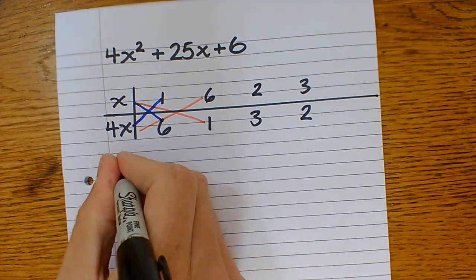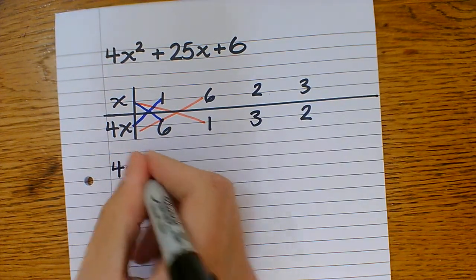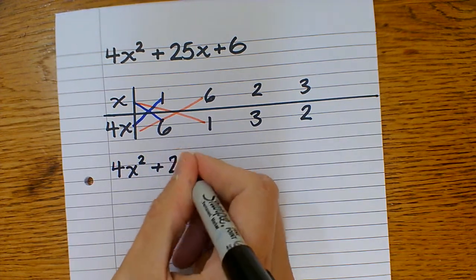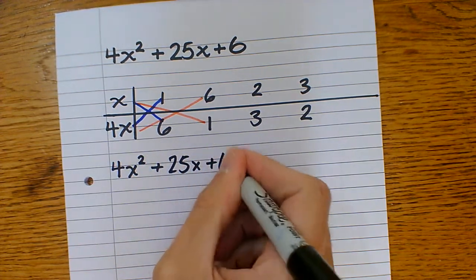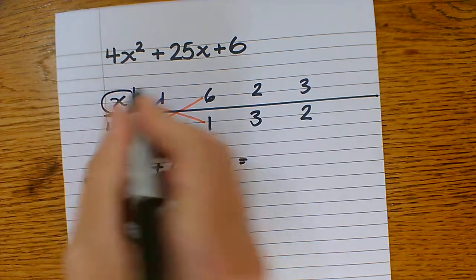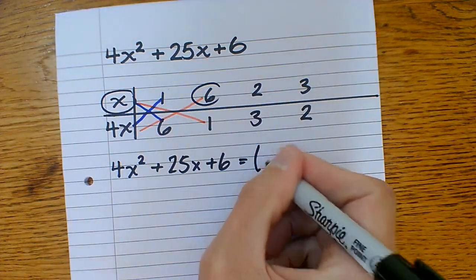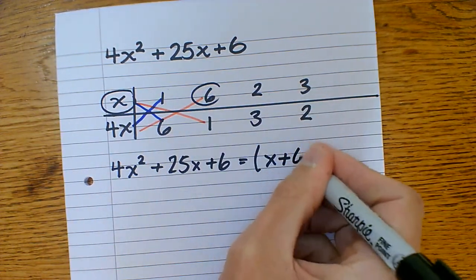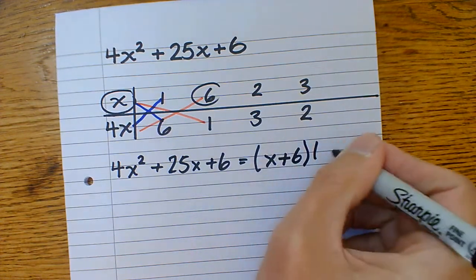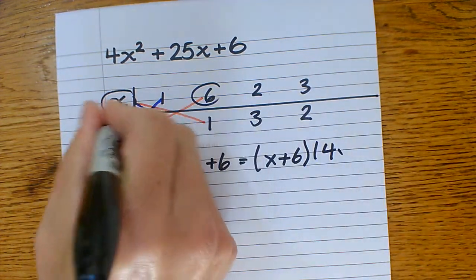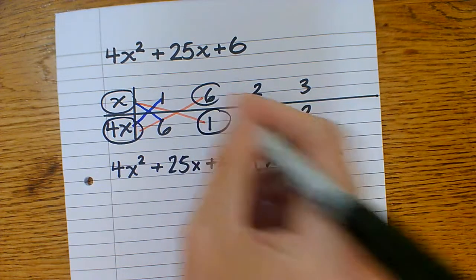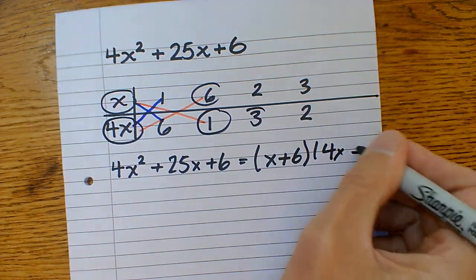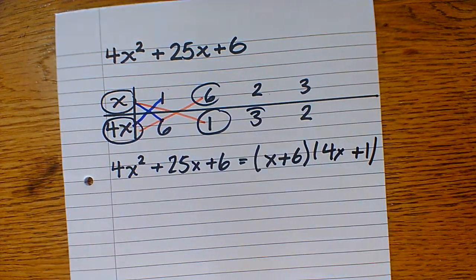Let's just finish off by stating 4x squared plus 25x plus 6 equals x plus 6 from the top line, times, from the bottom line, 4x plus 1. And there we are, that expression's been factorised. So that's really just revision of what we did yesterday.